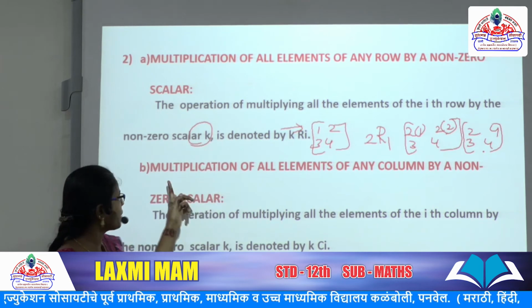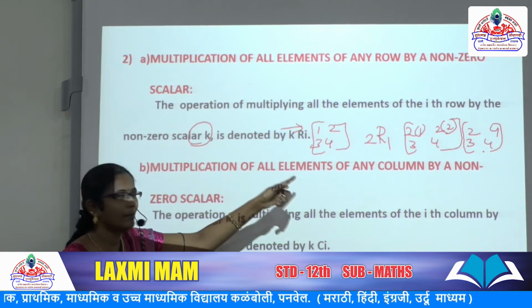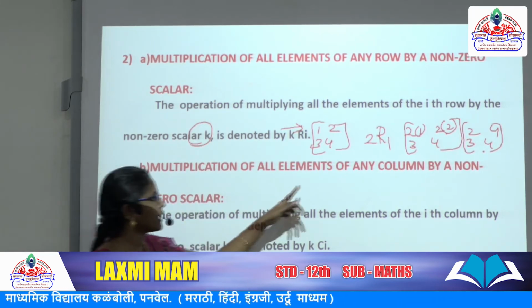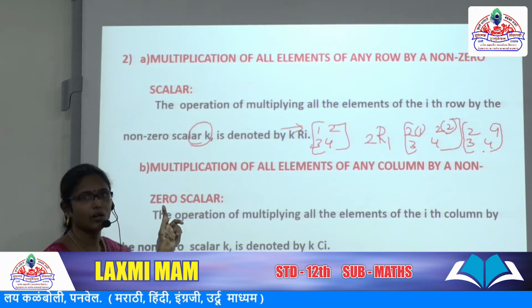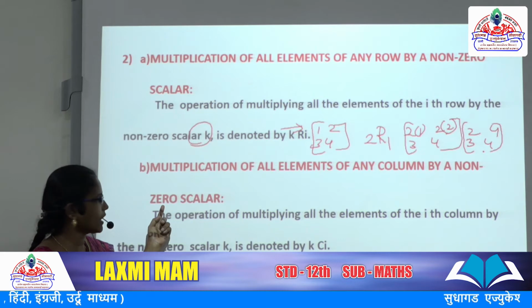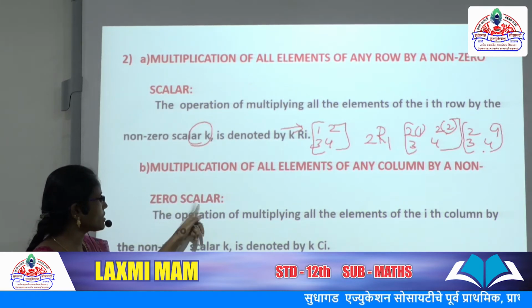The same way we can apply in the column also. Multiplication of all elements in the column by a non-zero number. We have to take a non-zero number. We shouldn't take zero, okay? Other than zero we can take a non-zero scalar.